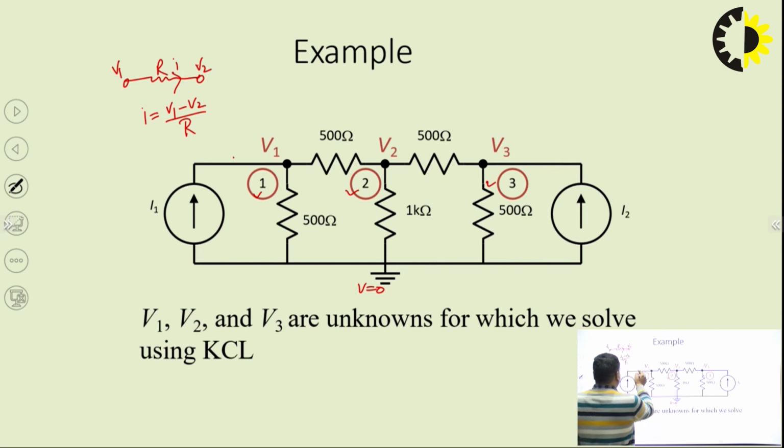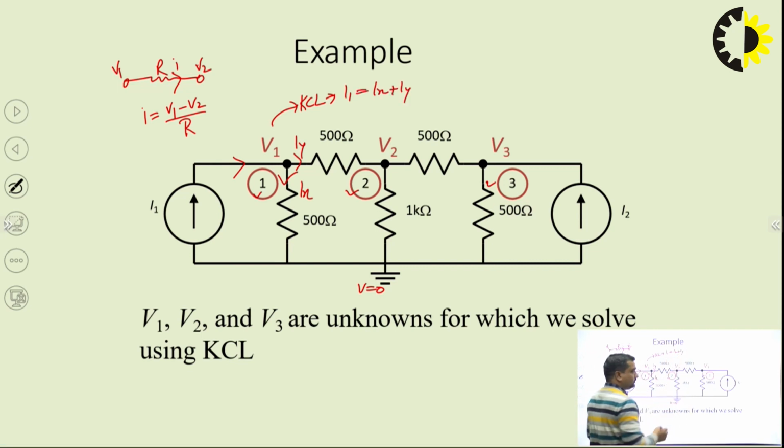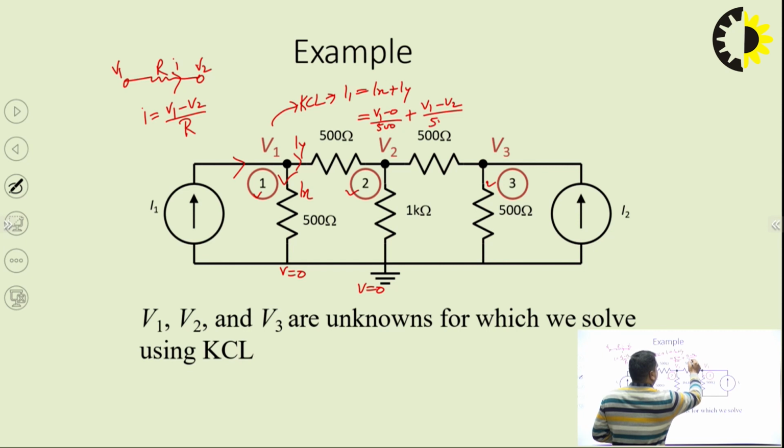So here, if the current is I1, let the other currents be Ix and Iy. What is the KCL equation of this point? KCL equation at node 1: incoming current equal to outgoing current. I1 equals Ix plus Iy. And what is the value of Ix? That is V1 minus the voltage of this point, that is 0, so V1 minus 0 divided by 500, plus the value of Iy, that is V1 minus V2 divided by 500. This is your current I1. So by using KCL, we can get the equation in terms of these voltages.